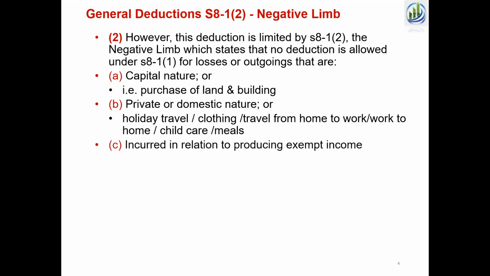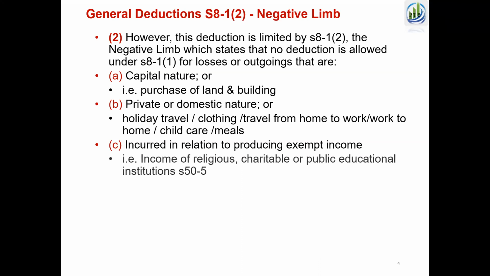Next, any expenses you incurred to produce exempt income. You remember we talked about some institutions that are exempt from tax, like the Salvation Army or charitable institutions or some non-profit organizations. They are exempt from tax, meaning their income will not be taxed.